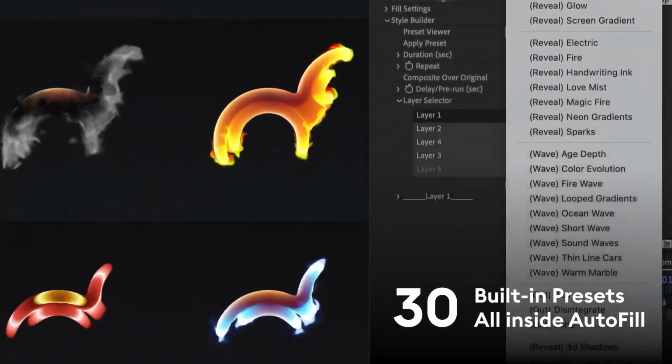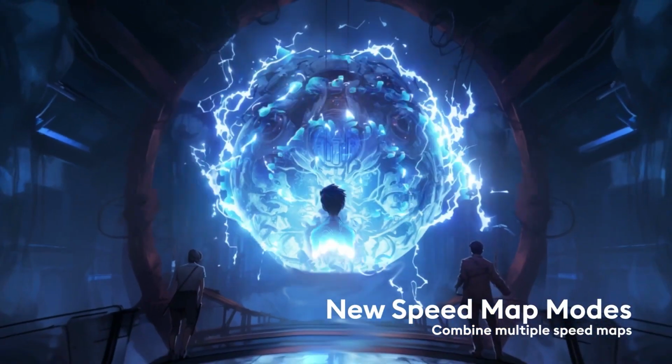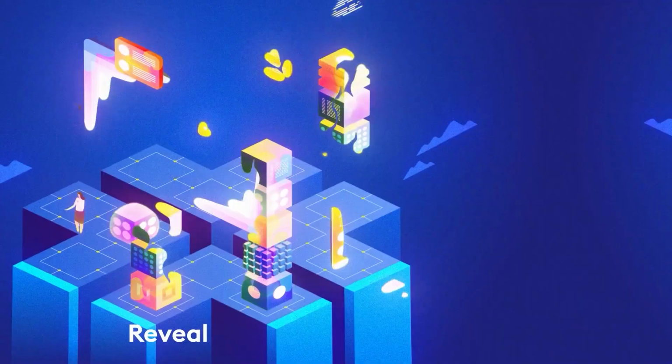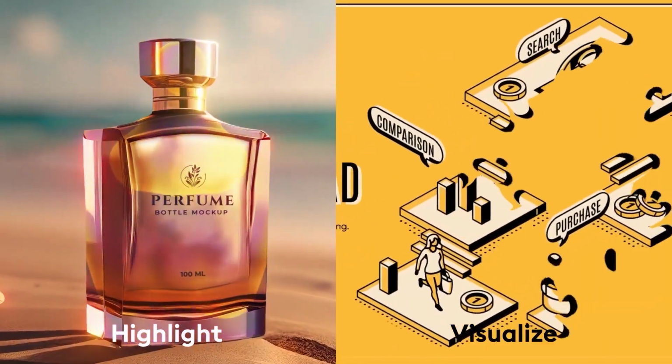There's a bunch of built-in presets as well as project file presets. There's 3 new speed map modes, gradients, all kinds of cool stuff. They even have their own autofill wiki. I love all the tools from Plugin Everything.